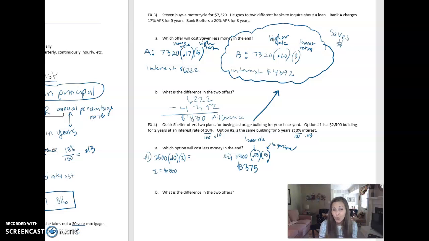So in this particular case, this is different than example 3. We're actually better to go with the lower rate, but a longer time. So you cannot always, in every situation, say, definitely go with the lower rate, because example 3 is a good example of when that did not work. But in example 4, you do want the lower rate over a longer period of time because it's going to save you money. What is the difference in the two? Well, you've got $500 minus $375, and that is a difference of $125. So you're going to save $125 by going with this second option.